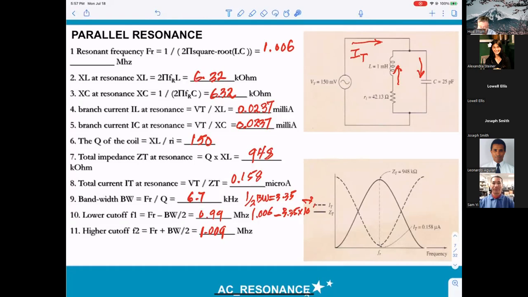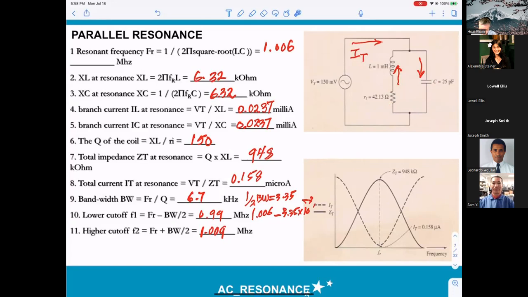Okay, who gets 6.32 kilo ohm? Kilo ohms is correct. Okay, correct. That's perfect. And number four, they want to calculate the branch current, IL. IL equals V total divided by XL at the resonance. You understand the XC and XL are equal, so both currents will be equal.